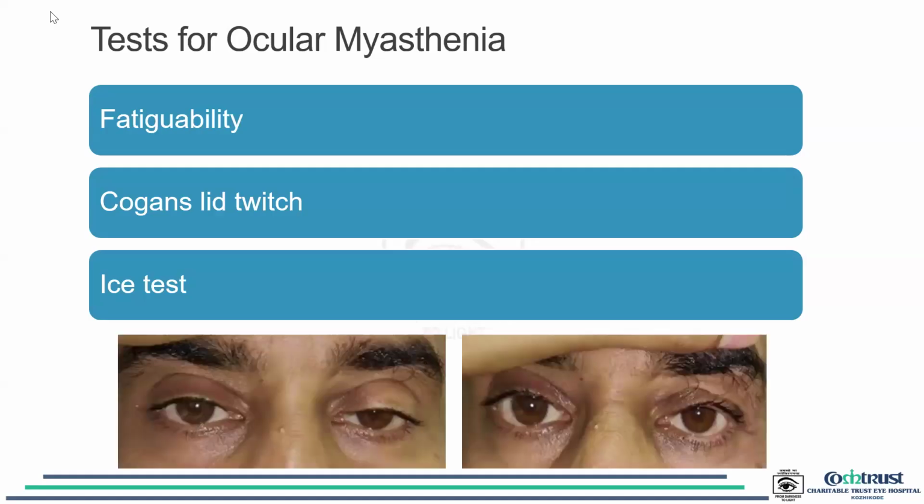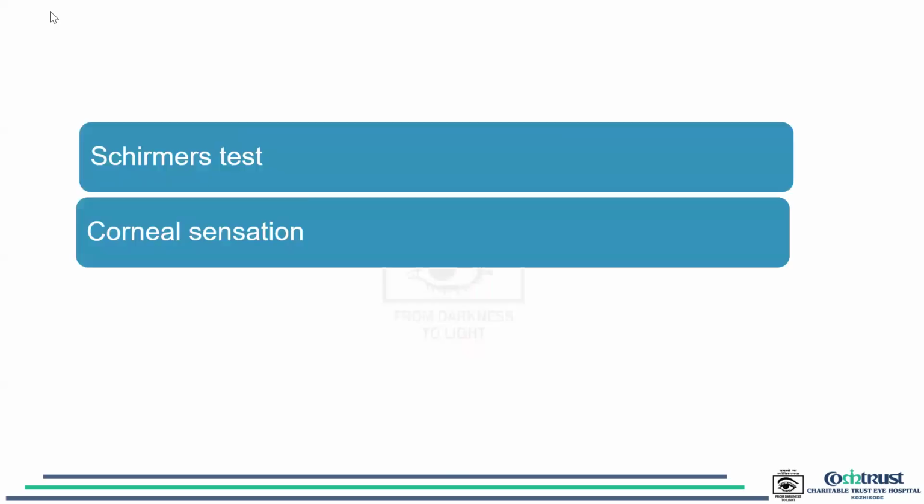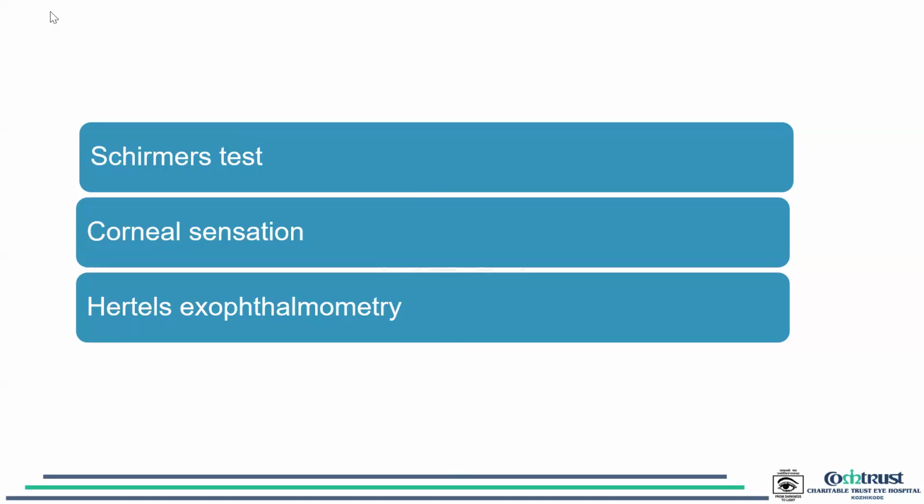And an ice test, which can be performed in the OPD, whereby you place an ice pack for about 2 minutes on the ptotic eyelid and you look for an improvement of 2 millimeters or more in the palpebral fissure height. Schirmer's test and corneal sensation will help you find out if there is any pre-existing ocular condition that you should be aware of before you suggest surgery for the patient.